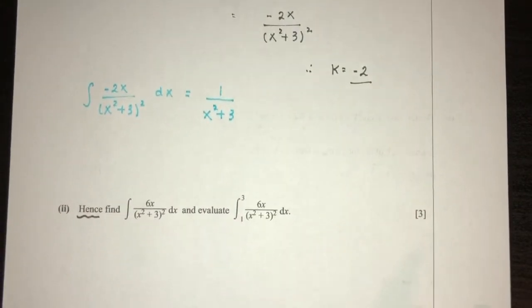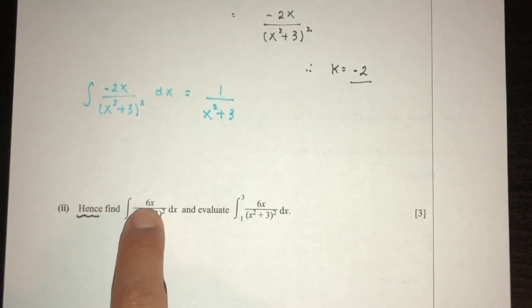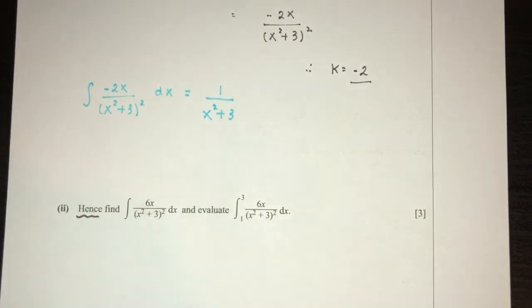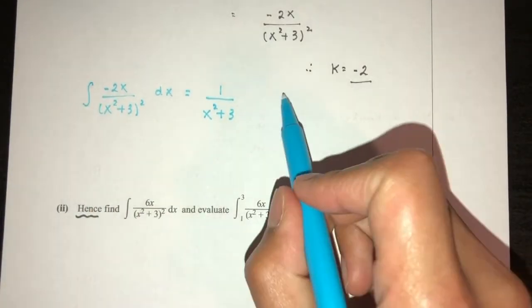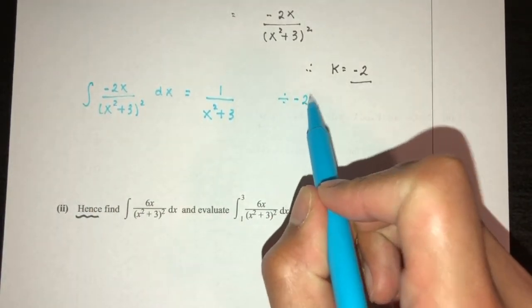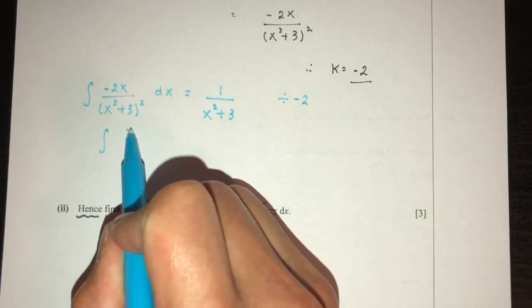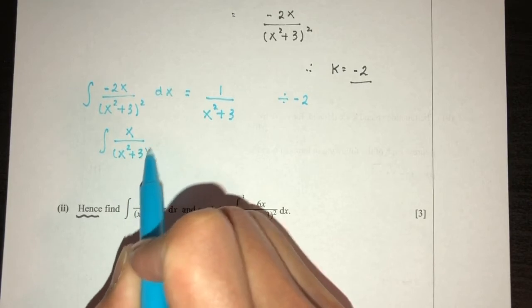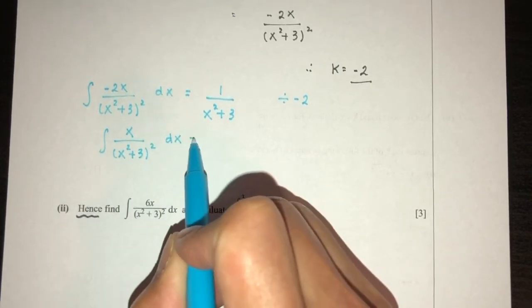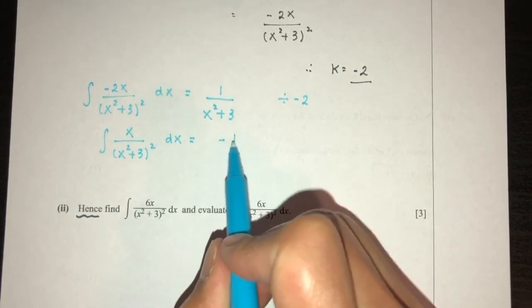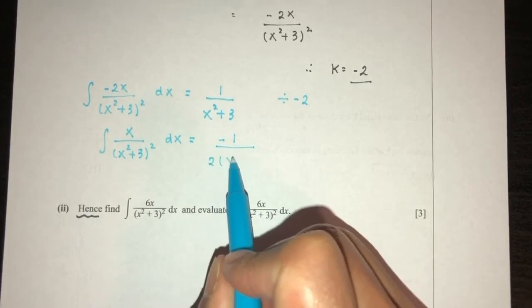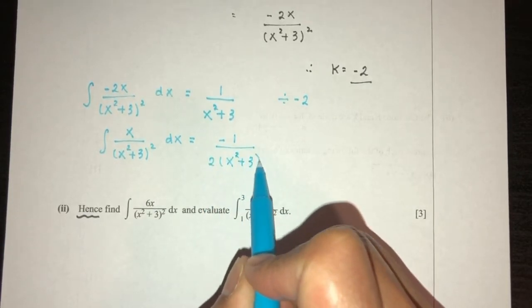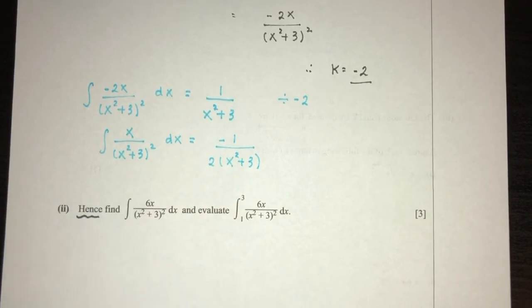But now for the question, we want to find 6 here. Here we have minus 2. So how do you eliminate minus 2? You have to divide by minus 2 everywhere. This will become x over x squared plus 3 squared dx, and this will become minus 1 over 2 times x squared plus 3. So now we can use this to solve this.